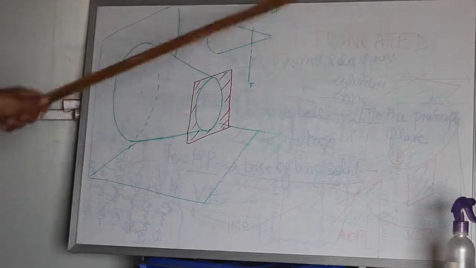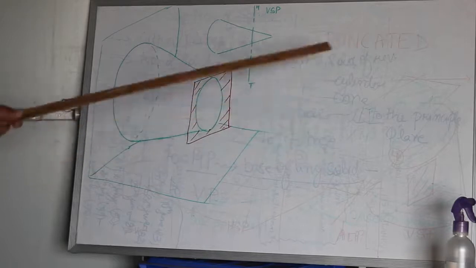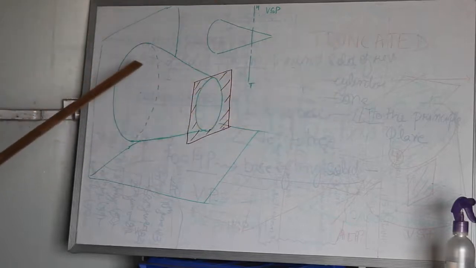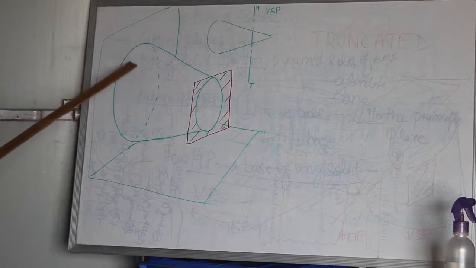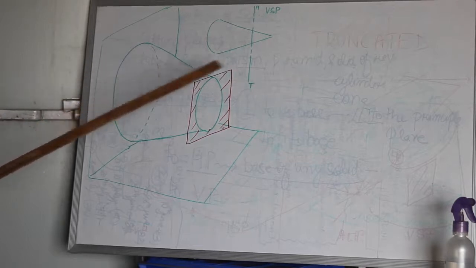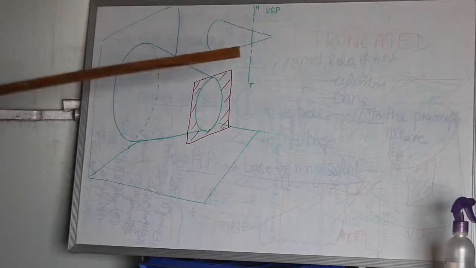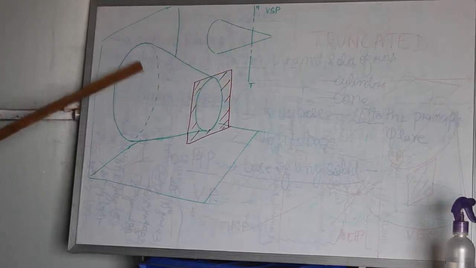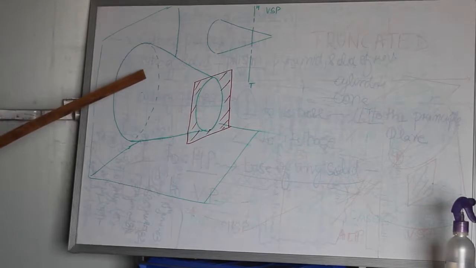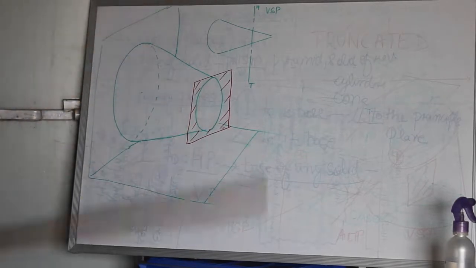Likewise, we can also draw the truncated cone which will have its base towards the vertical plane, or will have its base resting on VP. So we'll take a cutting plane which will be inclined to the base of the cone to represent a truncated solid.